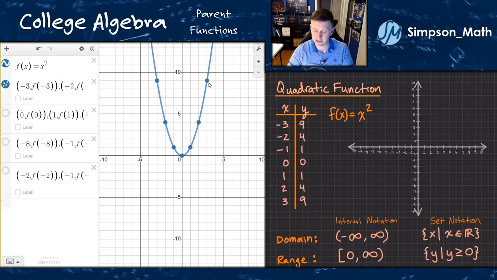All right, so here's our table. It's those dots that we just saw. And then our domain and range, or our domain should be familiar. Like I said, it's all real numbers, or negative infinity to infinity.